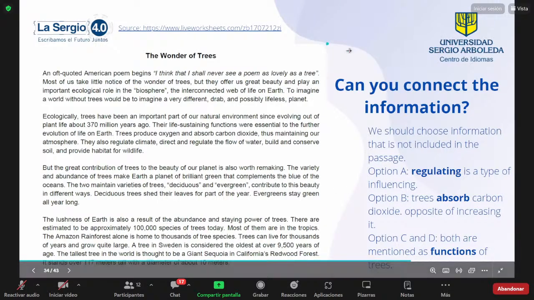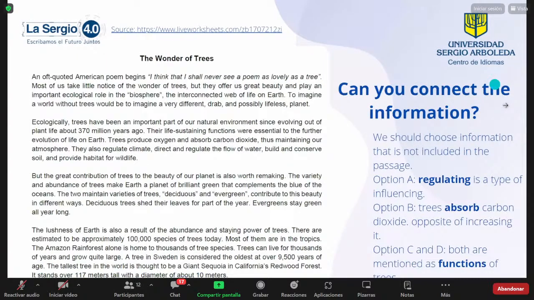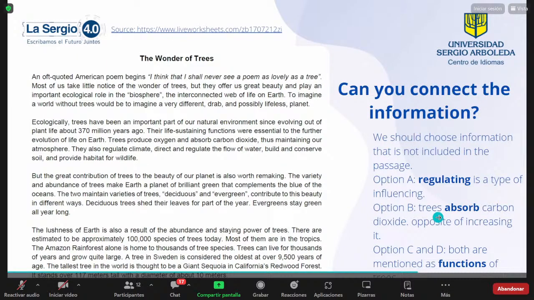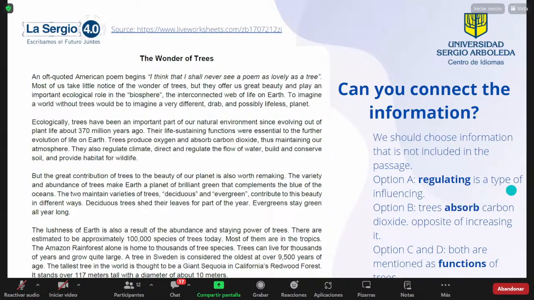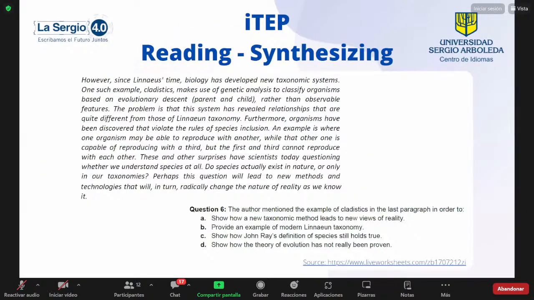What did you write? B. Super, guys. Super. Excellent. So that would be, no, it's the only one that is except. The others are mentioned. So remember those keywords like except. Affirmative, negative, except. Okay, let's do this one.